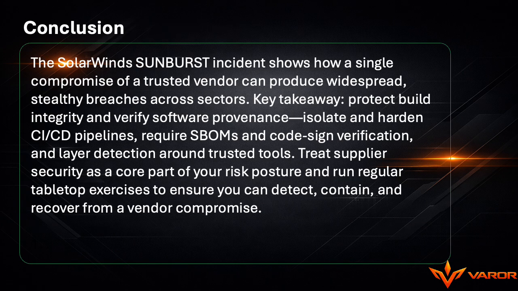Conclusion. The SolarWinds SUNBURST incident shows how a single compromise of a trusted vendor can produce widespread, stealthy breaches across sectors. Key takeaway: protect build integrity and verify software provenance, isolate and harden CI/CD pipelines, require SBOMs and code signing verification, and layer detection around trusted tools.